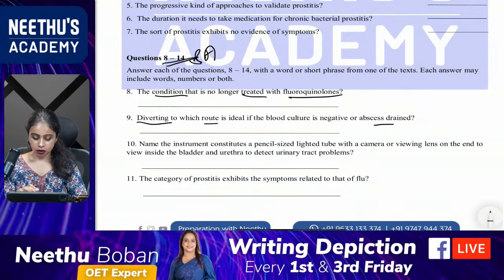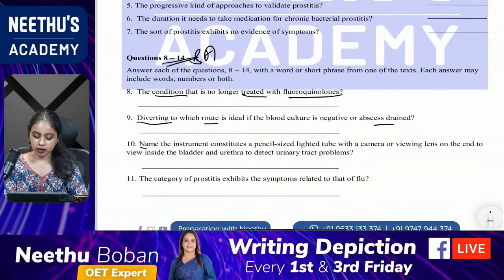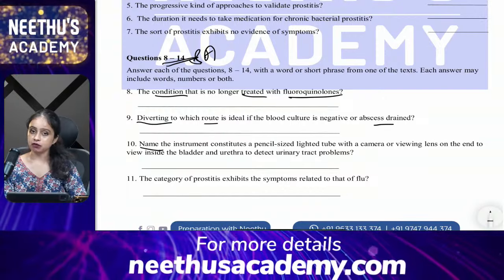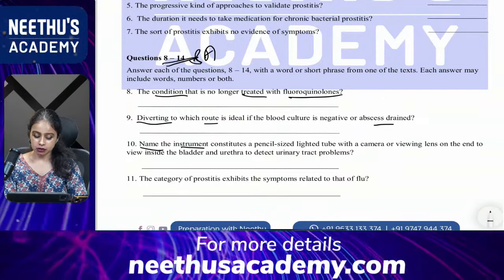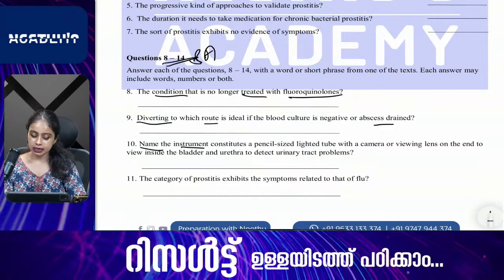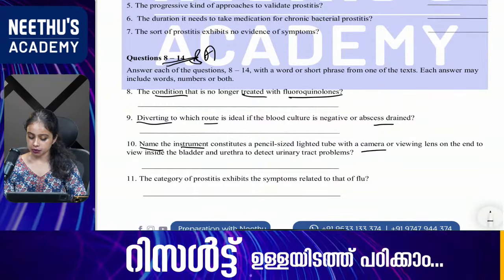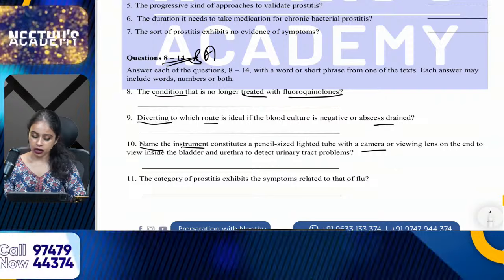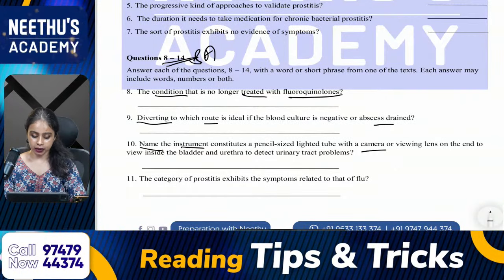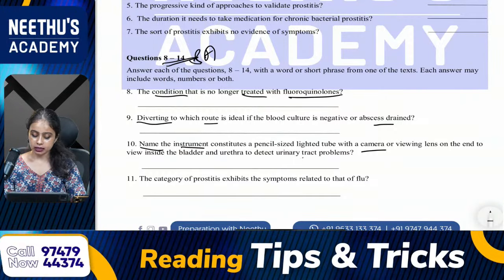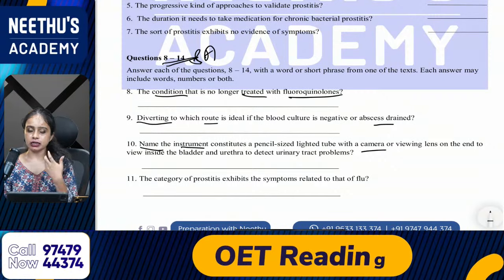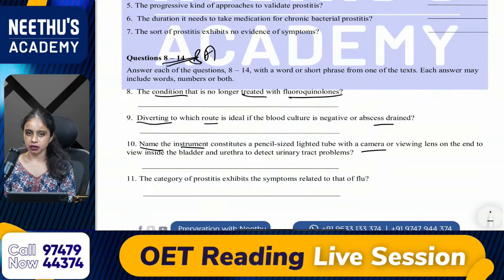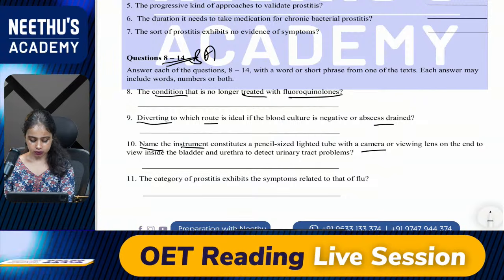10th one, name. So we need a name of something. The name of the instrument. Name the instrument constitutes a pencil-sized lighted tube with a camera or viewing lens on the end to view inside the bladder and urethra to detect urinary tract problems. So what instrument are we using to identify these things? Name the instrument.